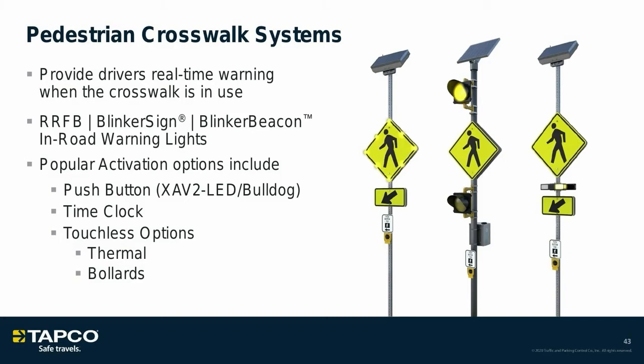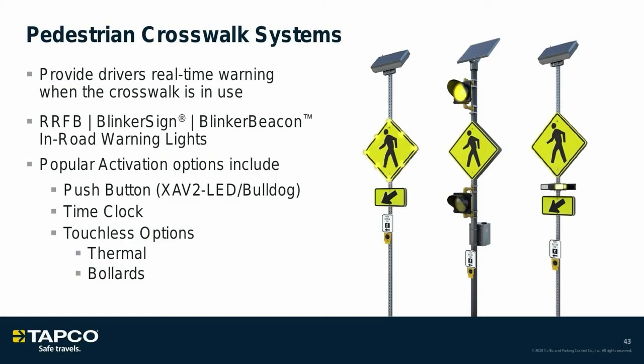Popular activations for all of these are going to be your standard push button, whether that's an XAV, which is your APA, or you can do the Bulldog push button. We do either or, does not matter. We can do time clocks for beacons or blinker signs, not RFBs. And then we have obviously your passive or touchless options, which is a thermal detector, which I'll cover, and then walk through bollards, which are 4-foot high steel bollards. There's an IR beam inside of that bollard at a little under 4 feet. Once that beam is broken, it will turn the system on via radios and work as normal.